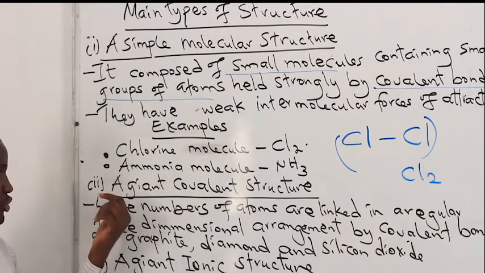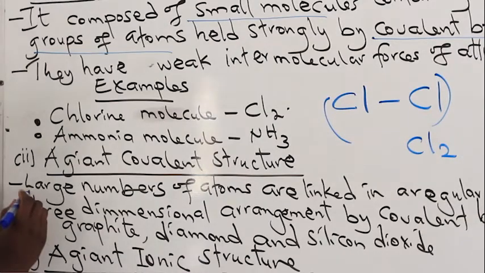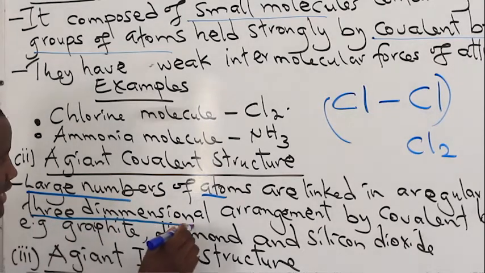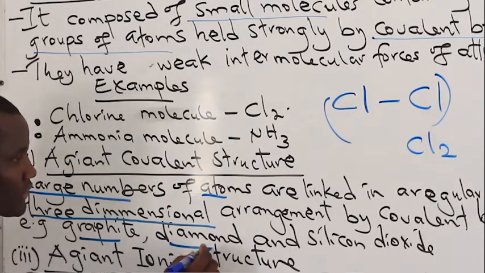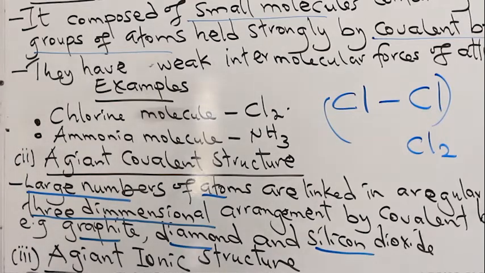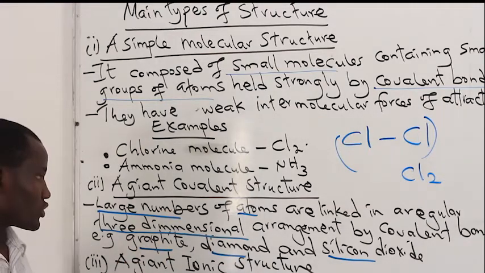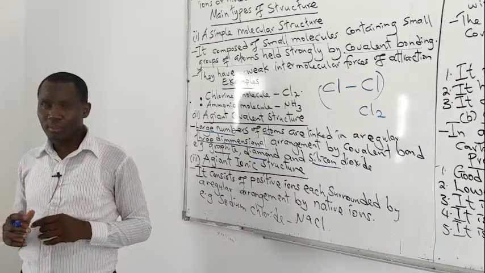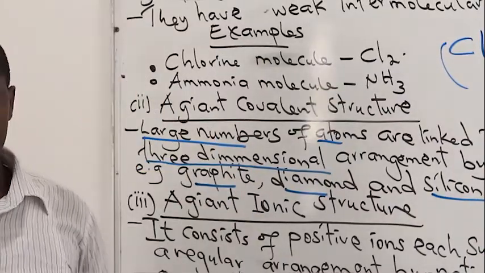The second part, we are going to look at a giant covalent structure. What makes it a giant? It is a giant in the sense that we have a large number of atoms which are linked in a regular three-dimensional arrangement by covalent bonds. The key word here is three-dimensional. Good examples we have are graphite, diamond and silicon dioxide. In this case, we have the same atom. For example, in graphite or diamond, we have carbon atoms. These carbon atoms are arranged in a particular order. That three-dimensional arrangement is what makes it a giant covalent structure.